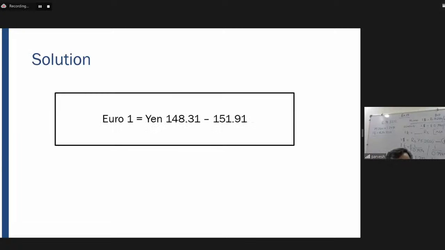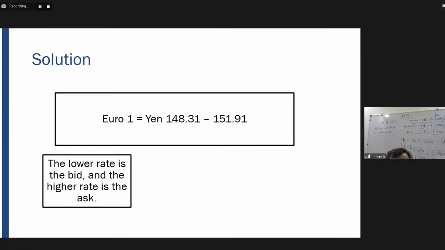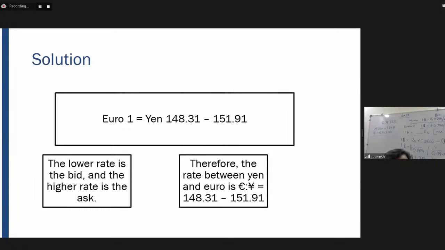Then that means €1 is equal to so many yen. The lower rate is the bid rate. You can look at the rate now; you're getting the rates already in order, because it is 148.31 yen per euro, which is the bid rate, and the ask is costlier. So when you solve the question, if you get the bid rate as cheaper and the ask rate as costlier, then your answer is correct. So this is a check. The lower rate is the bid rate and the higher rate is the ask rate. Therefore, the rate between yen and euro, in the notation of the question, is 148.31 and 151.